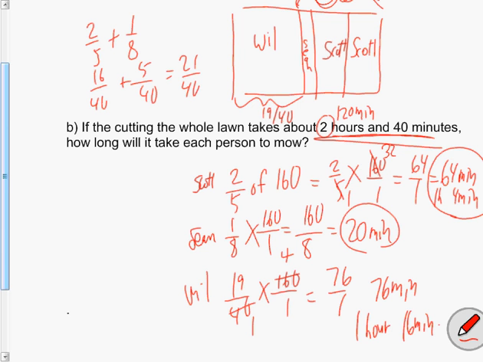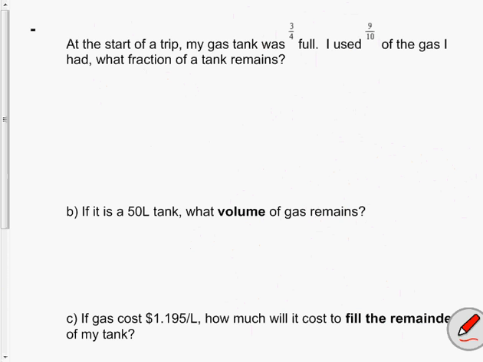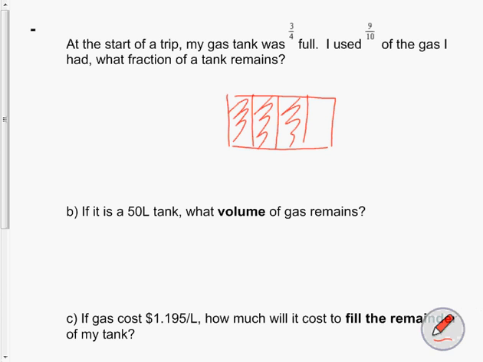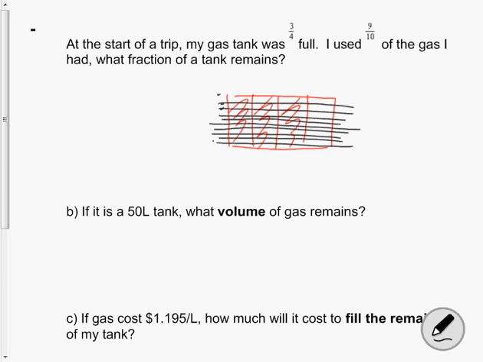That was a tough question. But it's not that tough. At the start of my trip, my gas tank was 3/4 full. Okay, so I'm going to draw my gas tank. And my gas tank was 3/4 full with gas. I used 9/10 of the gas I had. So I'm going to chop this into tenths. I used 1, 2, 3, 4, 5, 6, 7, 8, 9 of them. That last little strip right here is all the gas I had left in my tank.